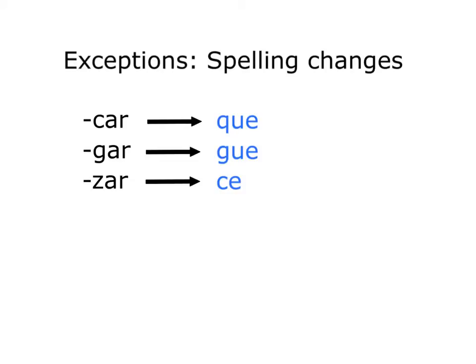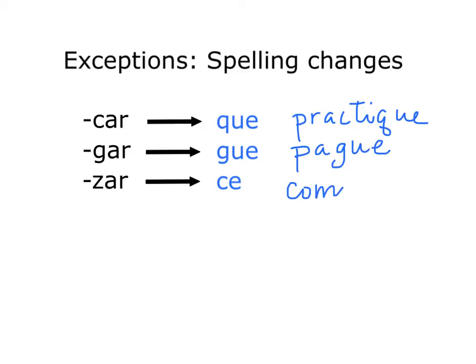All right, let's look at some exceptions. These exceptions might look familiar to you because you learned them for the preterite tense, and we're just going to reuse them. Verbs that end in CAR, GAR, and ZAR have spelling changes. So if I want to say something like practicar, it will look like this, practique. Pagar would look like this, pague. And comenzar would look like this, comience.